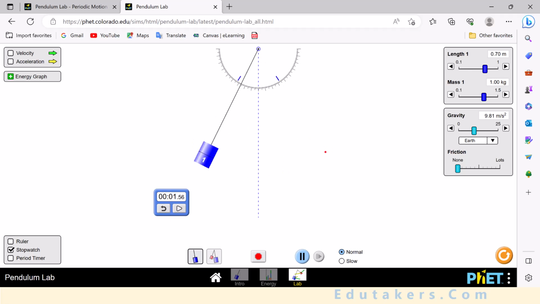By starting the simple pendulum motion, I start the stopwatch. The time taken by the pendulum to complete one vibration is basically 1.56. It means that it's a very small time that is taken by this pendulum to complete one vibration. So the time period is very small. That's why when you have to make an accurate measurement of the time period, you have to divide it by the total number of vibrations.